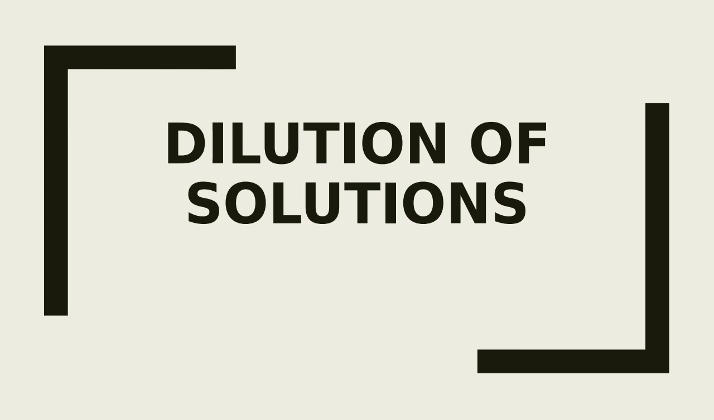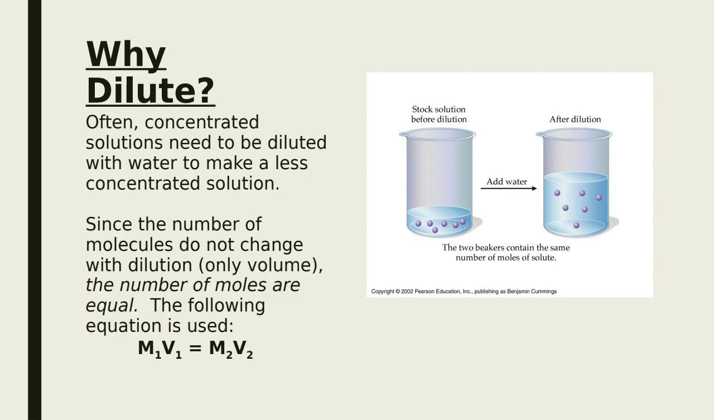Today's lesson focuses on diluting solutions. In a lab setting, it is very common to dilute solutions. For example, acids are typically purchased in a highly concentrated solution because of cost. So it's more economical for us to buy a highly concentrated solution of hydrochloric acid or sulfuric acid and then dilute it down into whatever concentration you need.